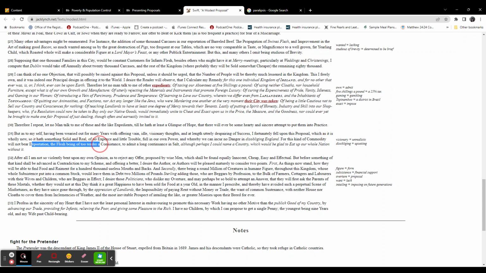This flesh being of too tender a consistence to admit a long continuance in salt, although perhaps I could name a country which would be glad to eat us up. We're going to trade when we have foreigners come to the country, essentially. So we don't even have to send this out. We don't even have to export it because England is already keeping us from exporting to make money to bring back into the country anyway.